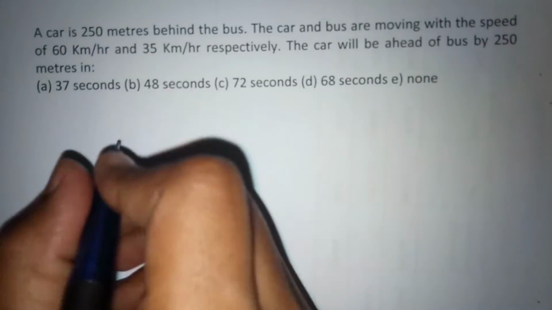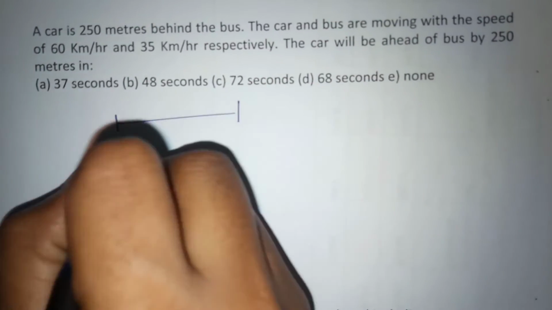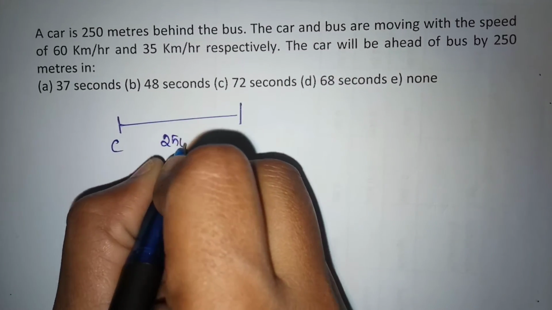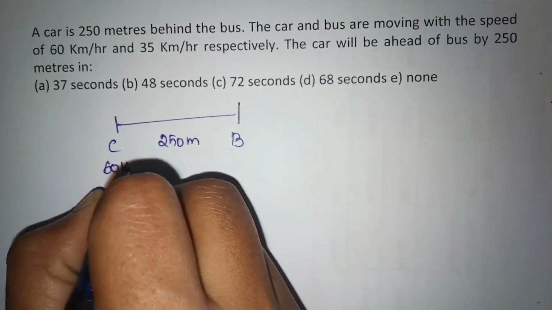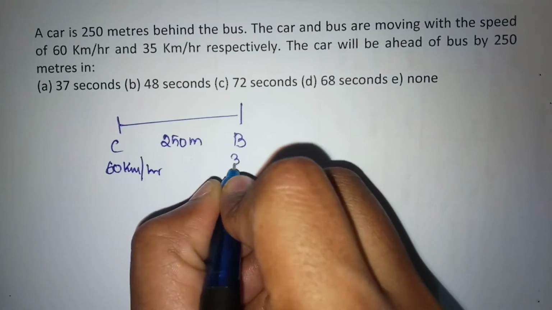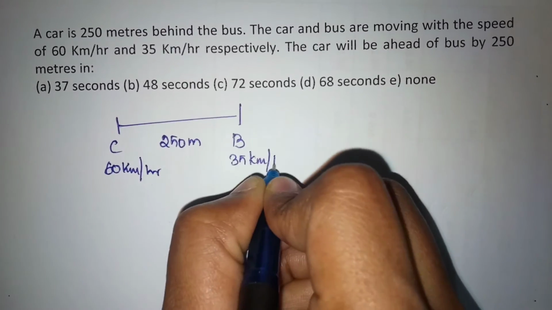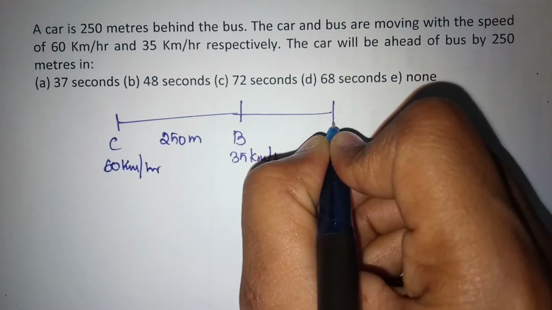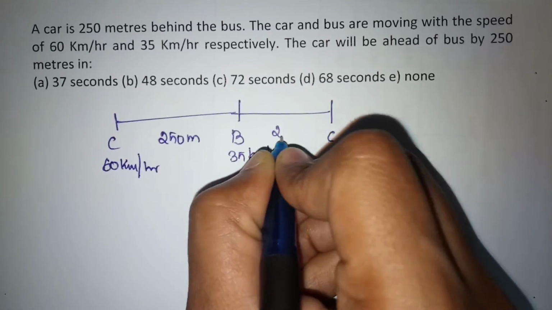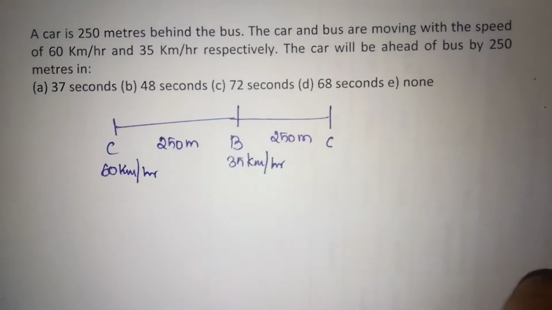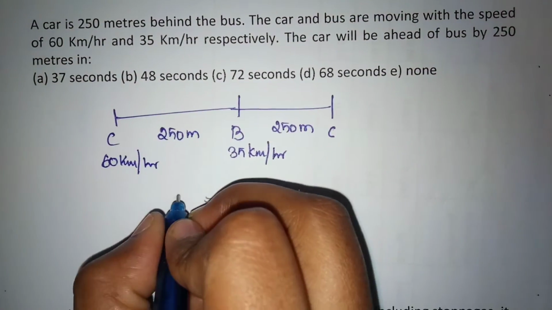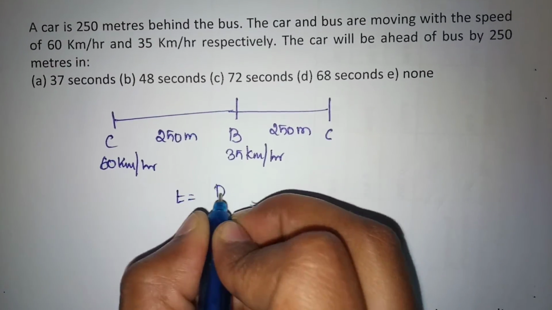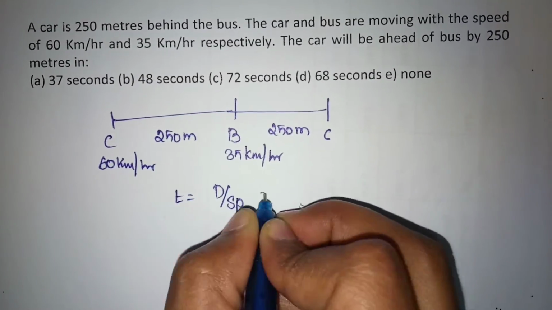So initially the car is 250 meters behind the bus. The speed of the car is 60 km per hour. The speed of the bus is 35 km per hour. The problem here is we have to find the time at which the car is 250 meters ahead of the bus. So here we have to find the time. Time will be equal to distance divided by speed, that is, relative speed.